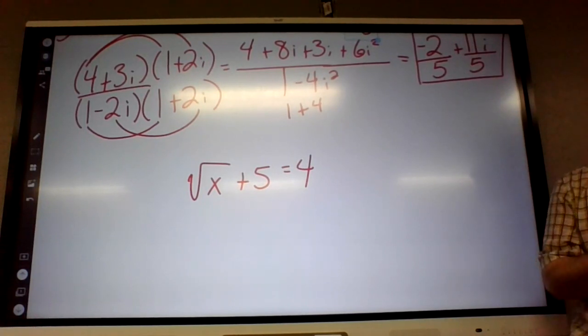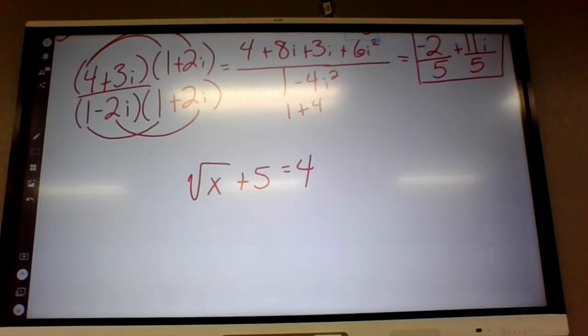All right. What do you guys think we should do on this one? Easy, like so far. Subtract 5. So you get square root of x equals negative 1. And how do we get rid of the square root?